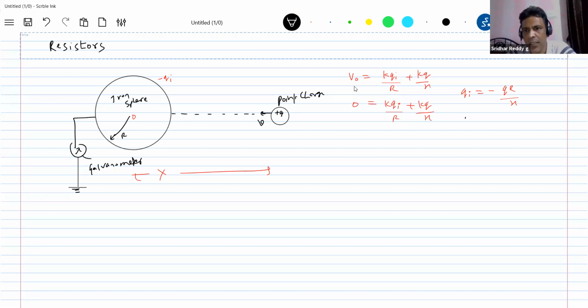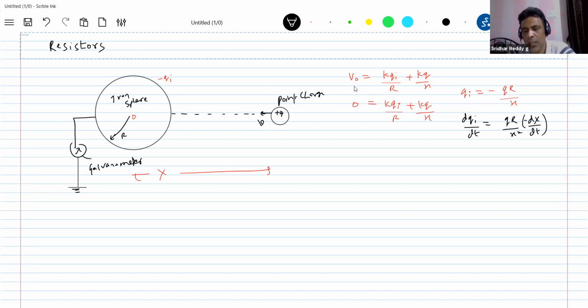I'll differentiate this. Let me differentiate. dQi by dt should become QR by x square dx by dt. Here x is decreasing, so the negative sign has to come.